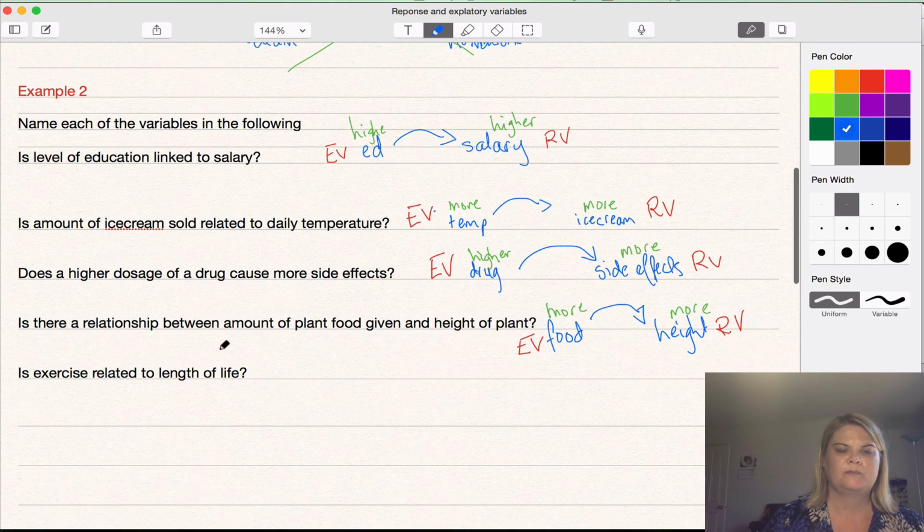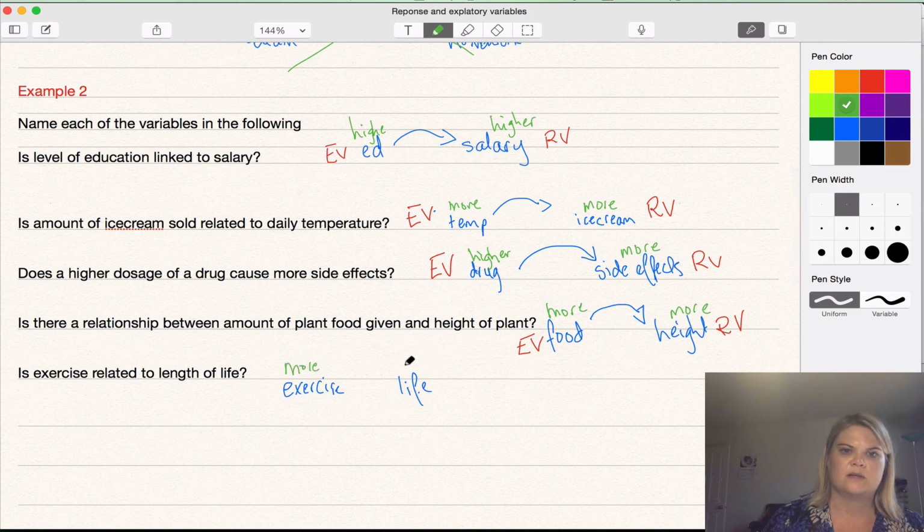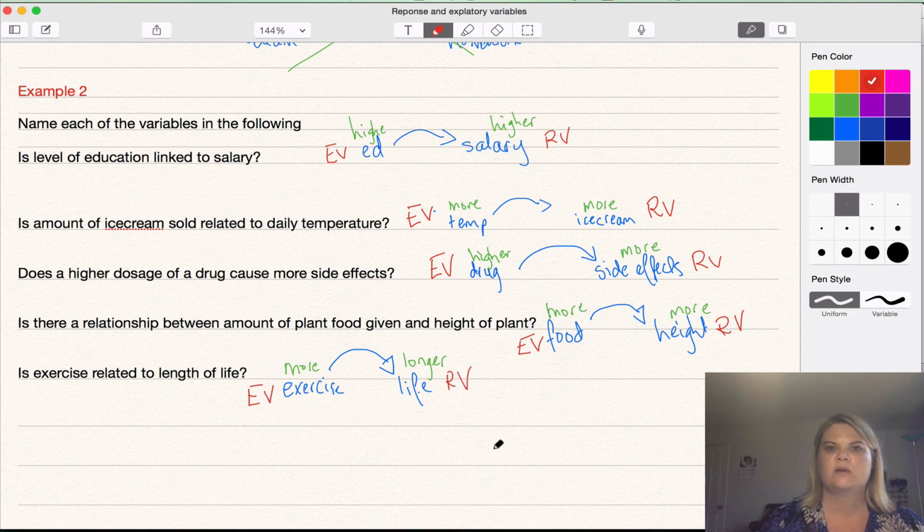Last example is exercise related to length of life. More exercise gives you longer life. More exercise causes longer life, or longer life causes more exercise? It's the first one again. Explanatory variable, response variable.